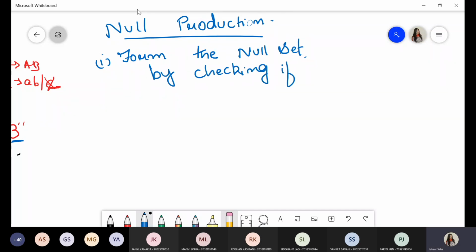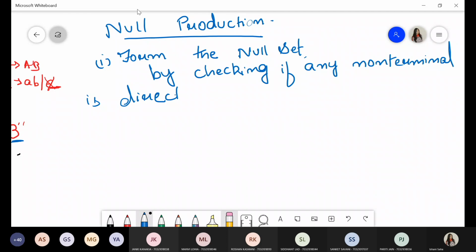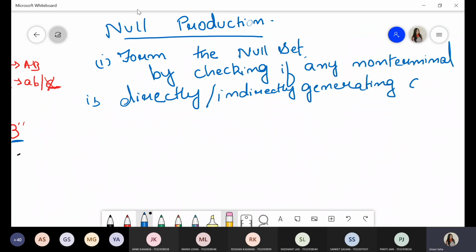if any non-terminal is directly or indirectly generating epsilon. Got it? You have to form the null set. The null set will consist of all the non-terminals which are directly generating epsilon or indirectly generating epsilon. So you have to form the null set.